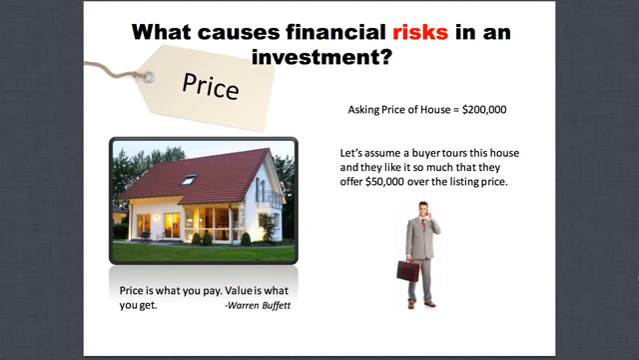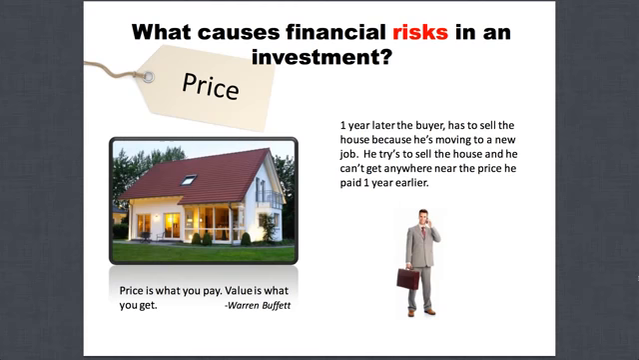So let me give you an example. Let's assume that this man here goes and sees this beautiful home. It's immaculate, and he sees that the house is on the market for $200,000. But he likes this house so much, it's just absolutely gorgeous, it's his dream home, that he's willing to pay $50,000 over the listing price for the house.